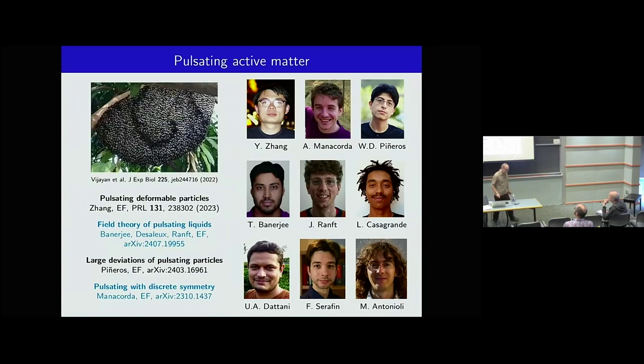This is a horned bee. You can find these bees in Southeast Asia. And what these bees do is that, when they see a predator, they can shimmer. So it means that you can have bees which are just sitting on the nest, which are here shown with bright colors. And then when they see a predator, they can flip their back, which corresponds to this black color. And what I would like to argue is that these sort of patterns are not captured by the standard complex Ginzburg-Landau equation. This is really an instance of what we call pulsating active matter.